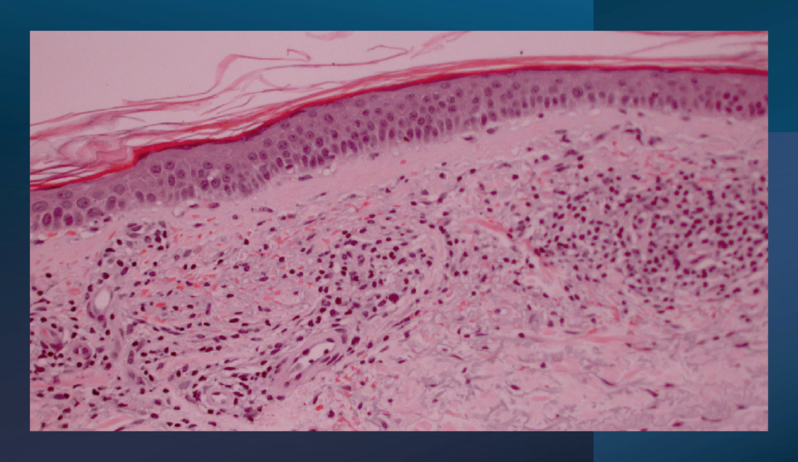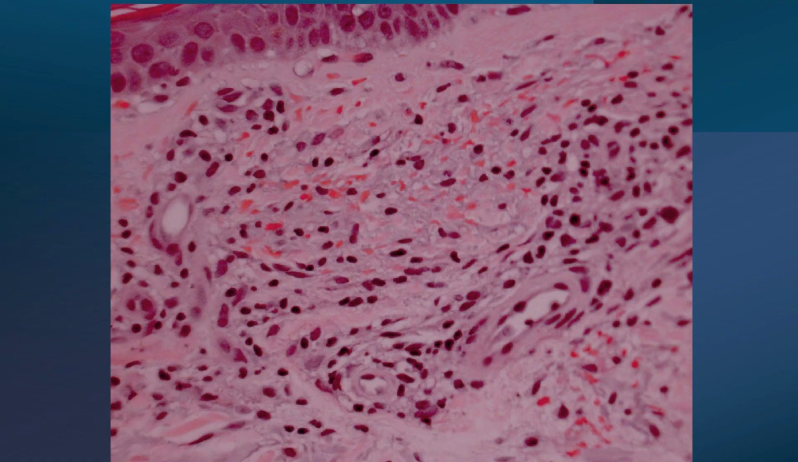The most common form of pigmented purpuric dermatosis is Schamberg's disease, although there are other forms of pigmented purpuric dermatosis, including a lichenoid form and an eczematous form of this disease or condition. Here again at high power are the extravasated red blood cells with associated chronic inflammatory cells.